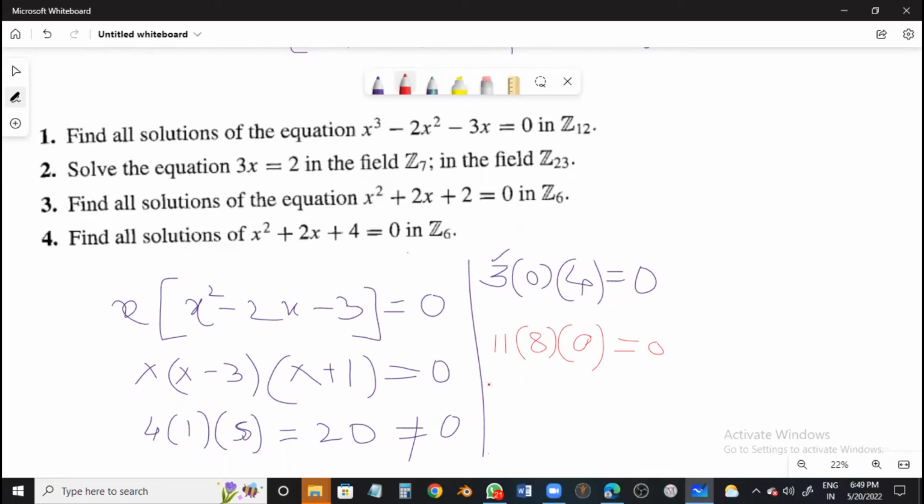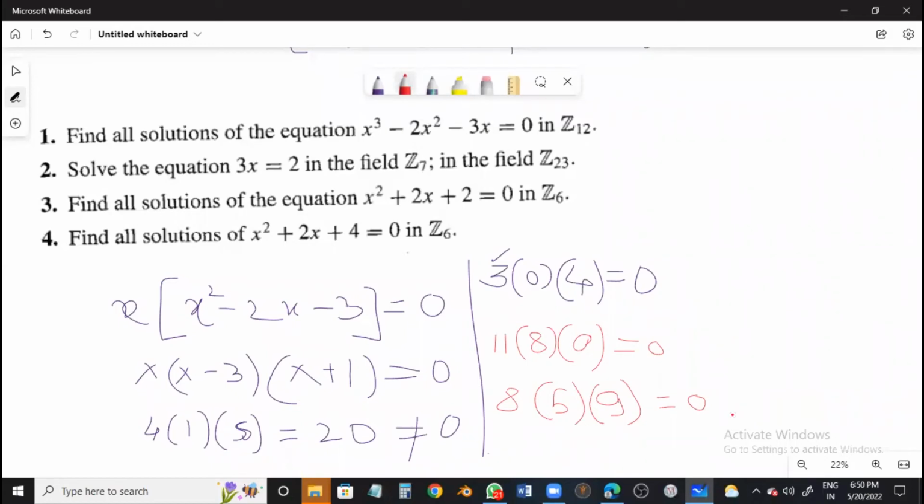x equal to 8. If you take x equal to 8, what is going to happen? This will be 8. Come on, this is 5. And this will be 9. Yes. So 8 nines are 72. And 72 is divisible by 12. So surely this is your answer. Very good.